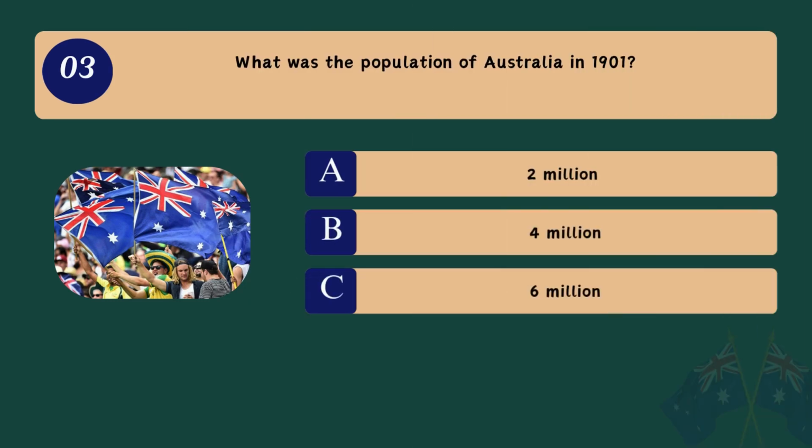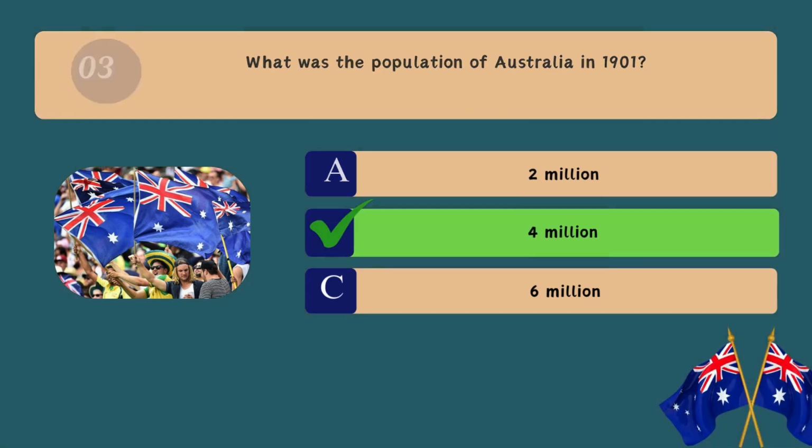Question 3. What was the population of Australia in 1901? A. 2 million, B. 4 million, C. 6 million. Correct answer B. 4 million.